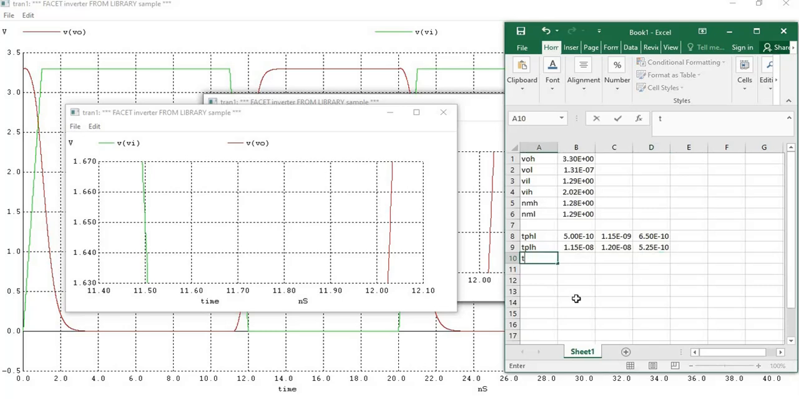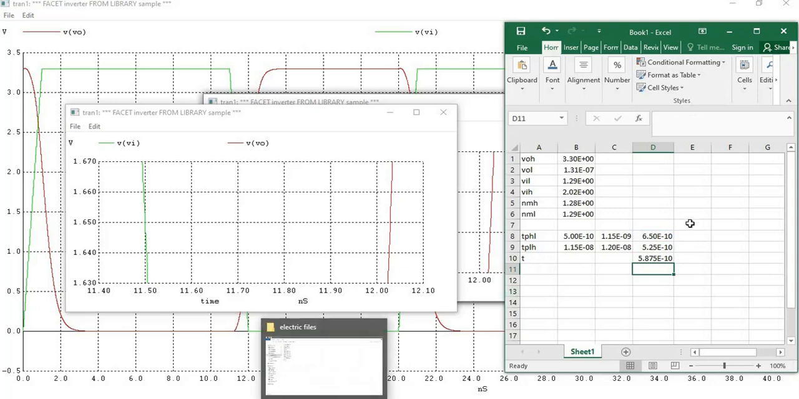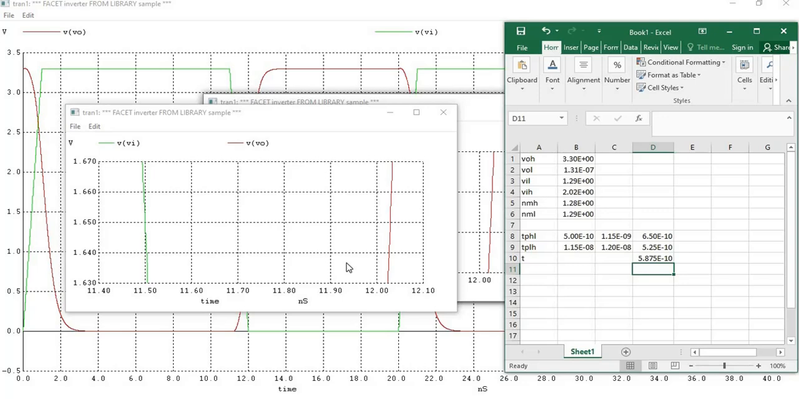For the propagation delay, that would just be the average of these two values, TPHL plus TPLH divided by 2. So that would be our propagation delay. Let us try to get the accurate value from our LTSpice.